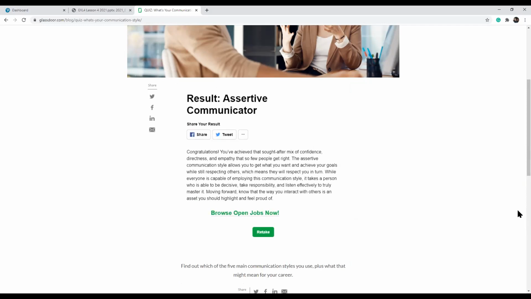Okay, let's look. So I'm an assertive communicator. So that is my result. Okay, so let's have a look and see what you are. Anyone that has taken it can tell me what they are. I'm an assertive communicator. Who would have known?